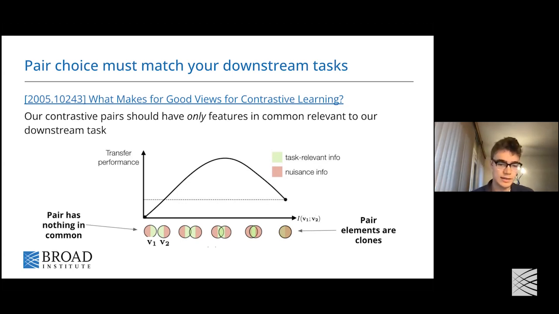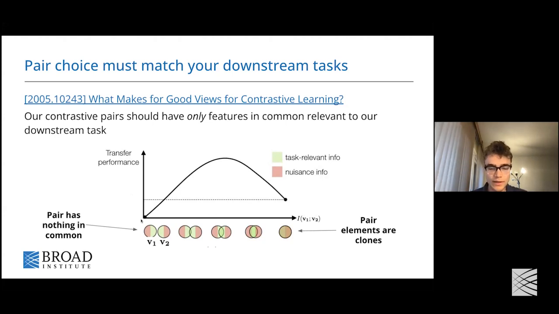But they provided this useful figure in the paper. On the left-hand side, on the x-axis, we see that for the pair choice for contrastive learning they picked, the two elements of the pair have basically nothing in common. And then, as you can expect, that's an impossible learning task. So the transfer learning performance is going to be a 0.